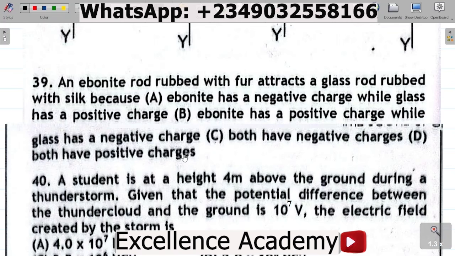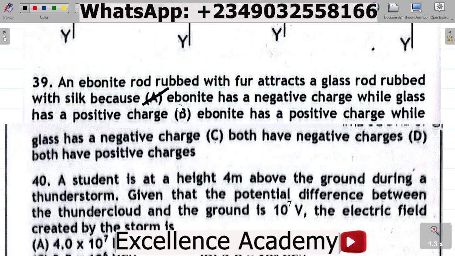Now, for this question here, we want to know that for them to attract, they must be of opposite charges. So, option C, saying both have negative charges, cannot be the answer. Option D, saying both have positive charges, cannot be the answer. For them to attract, as the question says, they must be of opposite charges. So, which of them is negatively charged and which of them is positively charged? You want to note that the ebonite rod is usually negatively charged while glass is positively charged. So in this question here, option A is the correct answer.